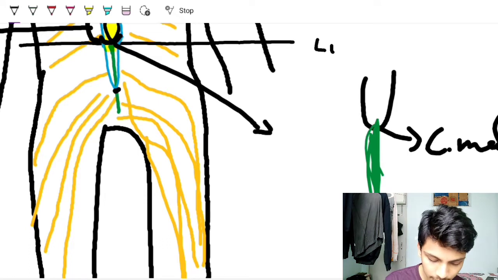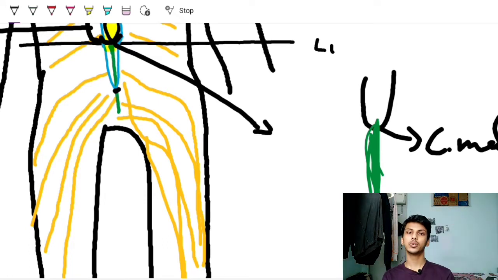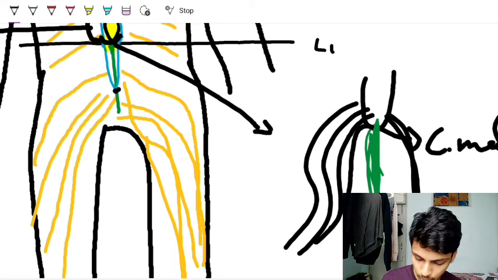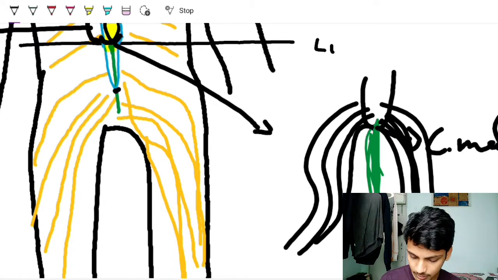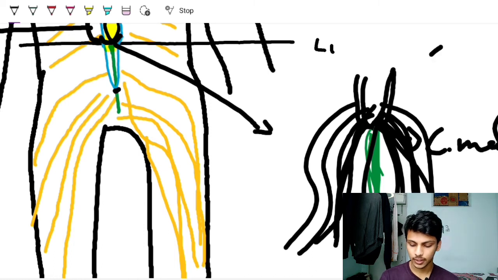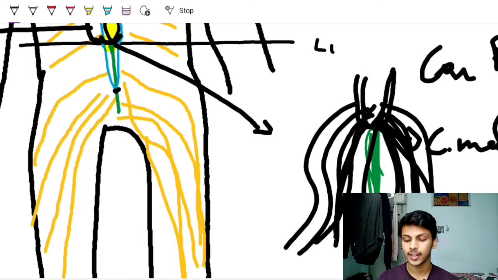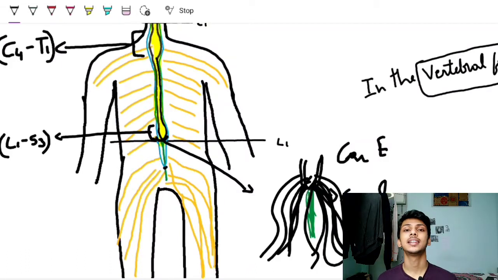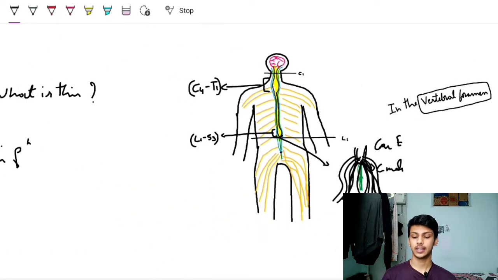And see, the lower limbs are much below the level of L1. So the nerves to the lower limbs go down like this. To the anatomists of that time, it looked like the tail of a horse. So they called it cauda equina. Cauda is the tail, equina is a horse. So, tail of a horse. That is basically what the spinal cord looks like in gross anatomy.